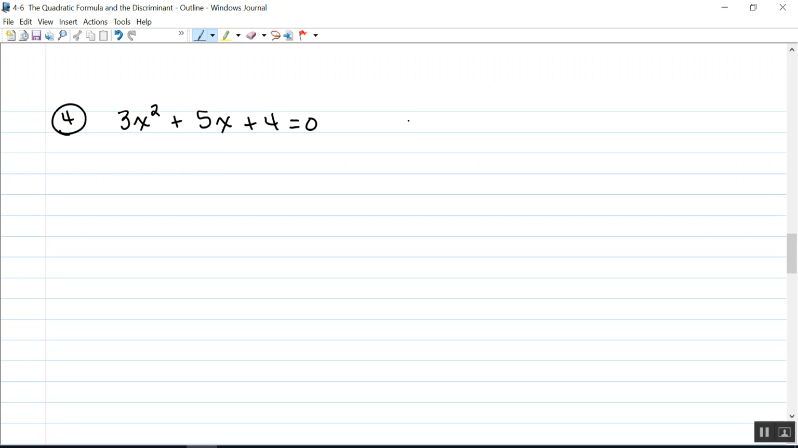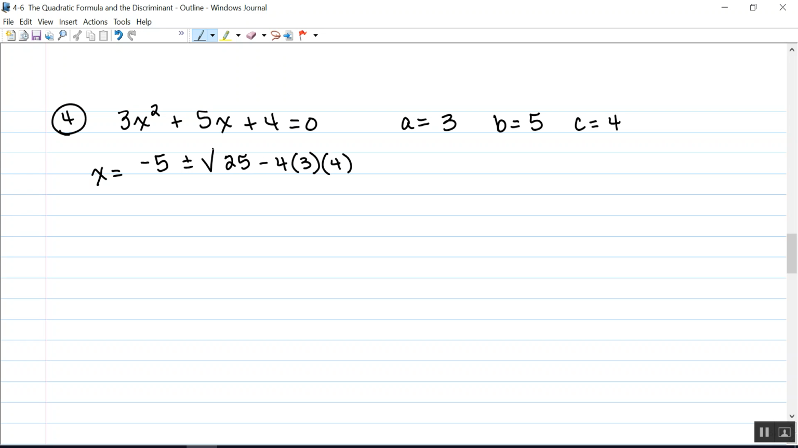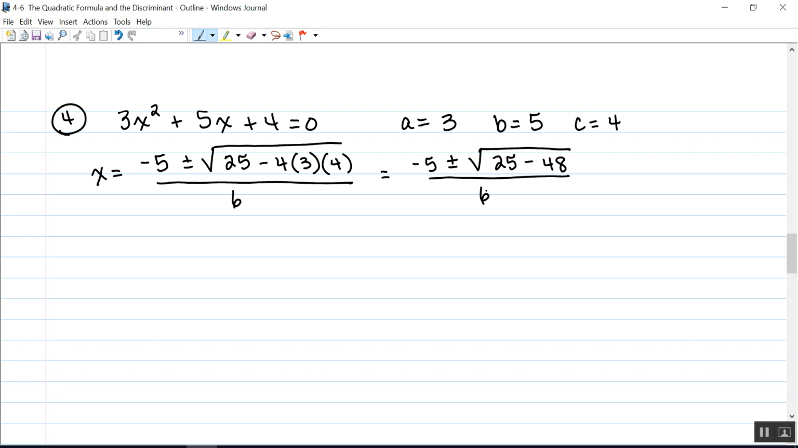And let's take a look at this example. A is 3, b is 5, c is 4. So x equals negative b plus or minus the square root of b squared minus 4 times a times c, all over 2a. Negative 5 plus or minus the square root of 25 minus 48. Is that right? All over 6, or negative 5 plus or minus the square root of negative 23 over 6.